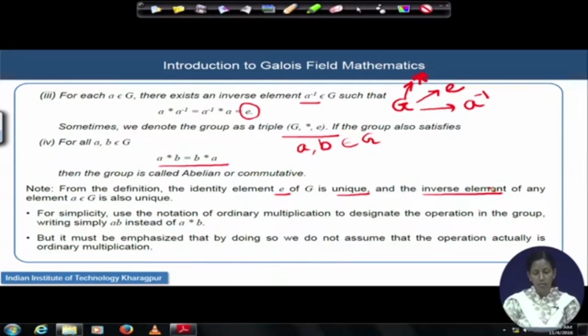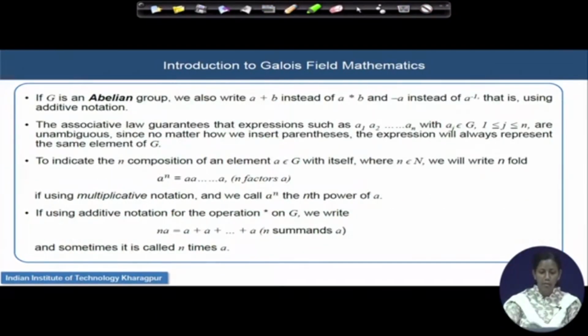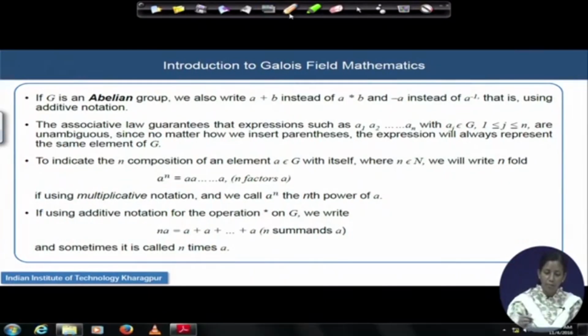For simplicity, from now onwards, instead of writing A star B, we may write AB, but remember that this AB does not mean the normal multiplication that we understand in conventional arithmetic. Similarly, if the group is an abelian group, then instead of writing A star B, we can write A plus B, and we can also write minus A instead of A inverse.